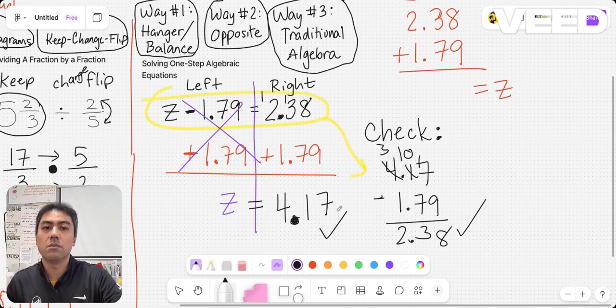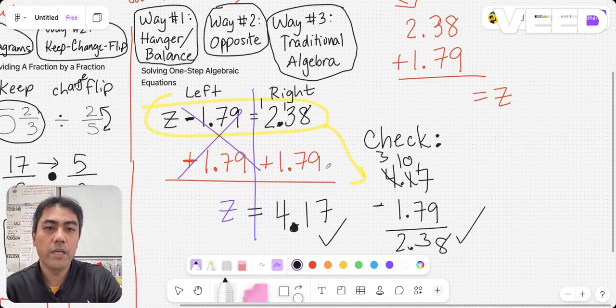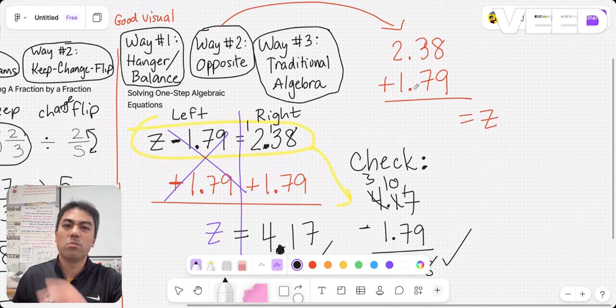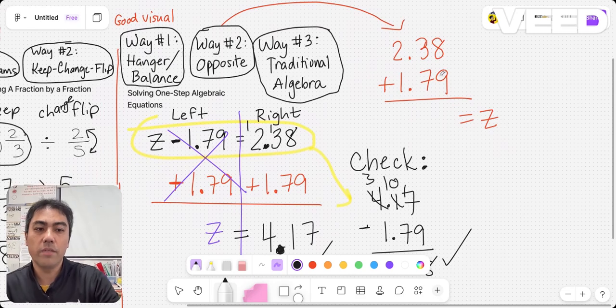Okay. So this is how you do it the traditional way. This is how you just do it the opposite way. Okay. So 3 different ways to solve equations.